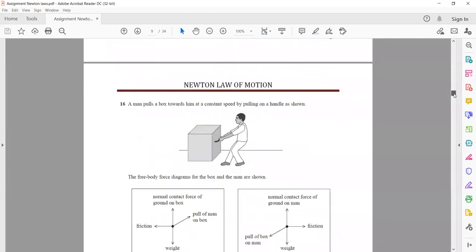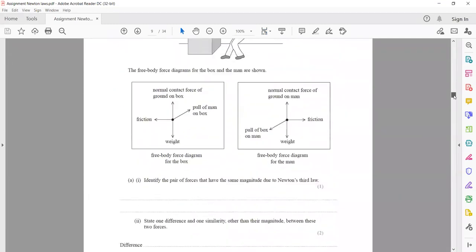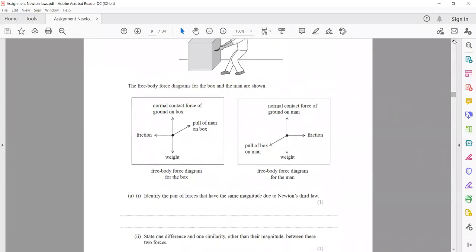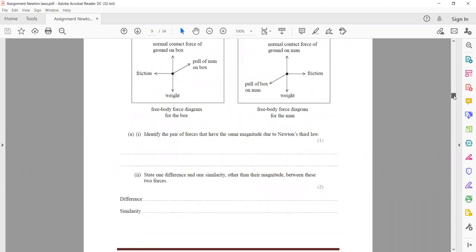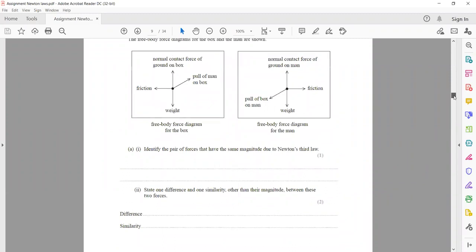A man pulls a box towards him. Identify the pair force that has the same magnitude. So the man is pulling the box and the box is pulling the man. So the pair forces are the pull of the man on the box, which balances with the pull of the box on the man. State one similarity and one difference. So how they are different, their directions are different, and how they are similar, their magnitudes are the same.